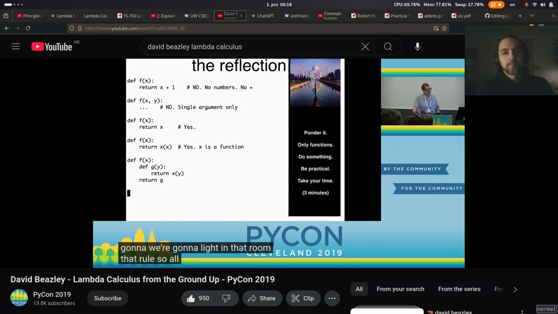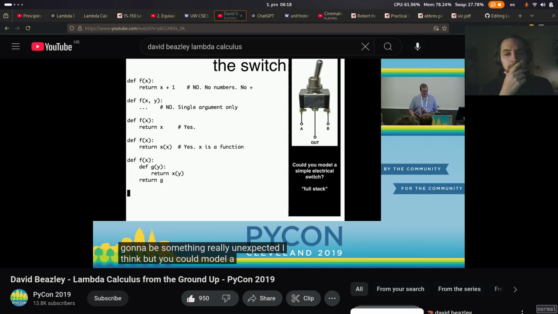So, all right. In looking at this, at first glance, it's going to be like, I don't even know where to start with this. So I thought I would start you with something real that you could model with this. It's going to be something really unexpected, I think, but you could model a switch using this.